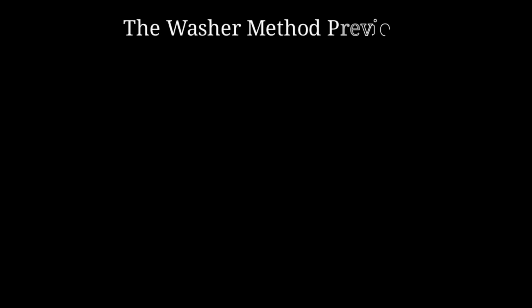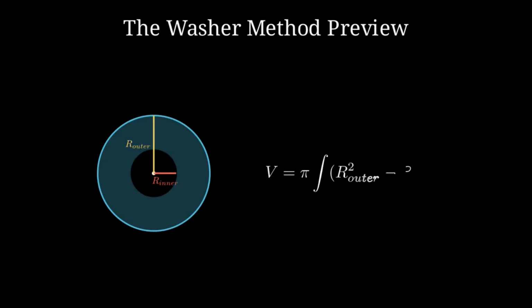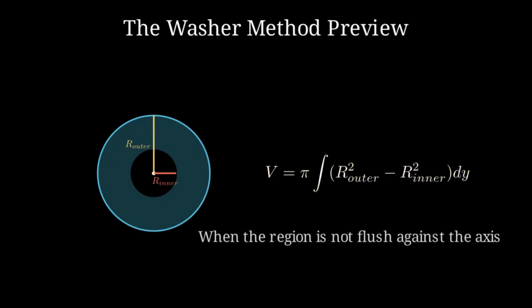Sometimes the region we rotate doesn't touch the y-axis, leaving a hole in the center of our solid. This is called the washer method. It is just the disk method applied twice. We find the volume of the outer solid and subtract the volume of the empty inner space. The logic of horizontal radii remains exactly the same.